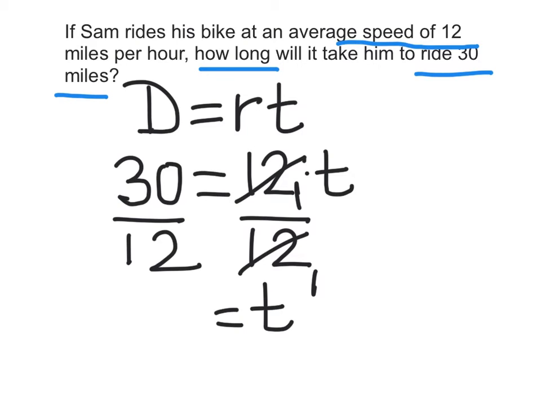And then 30 divided by 12, well, okay, 12 will go into 30 2 times with 6 remainder. And so this would come out to 2.5. So it would take Sam 2.5 hours to ride 30 miles.